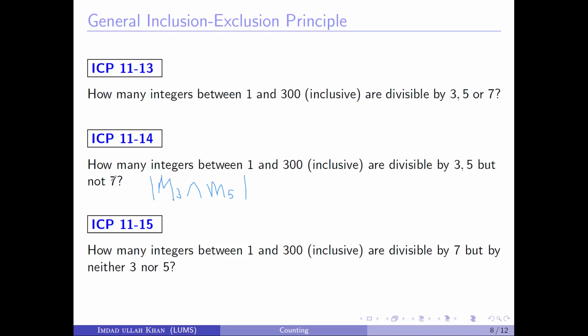And then we are saying that we don't want to count those integers which are also divisible by 7. That means the integers which are divisible by 3, divisible by 5, and also divisible by 7. These are the ones which we don't want to include, so we need to exclude them. And so we put a subtraction sign between them. If you succeed in computing the cardinalities of these two sets, you'll be able to answer level 14.